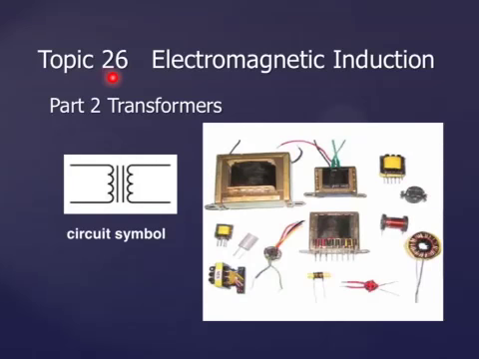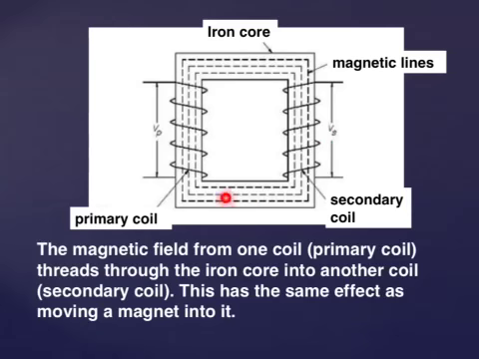Topic 26, Electromagnetic Induction, Part 2, Transformers. This is a transformer. It has an iron core in the shape of a closed loop with a coil here called the primary coil. This is for power input. And then there's another coil called the secondary coil, and that's for power output.